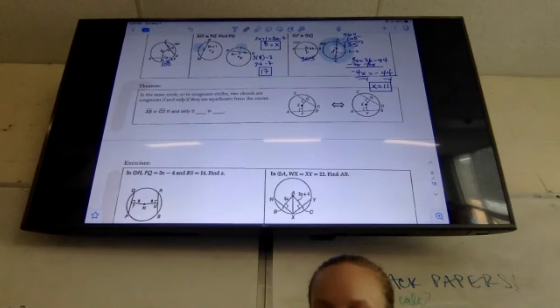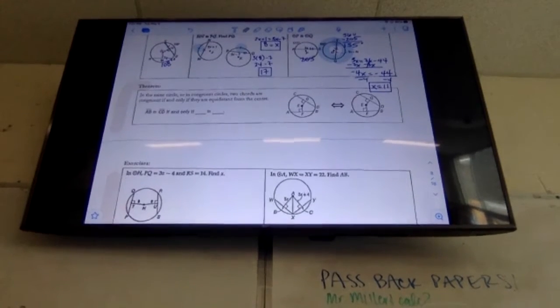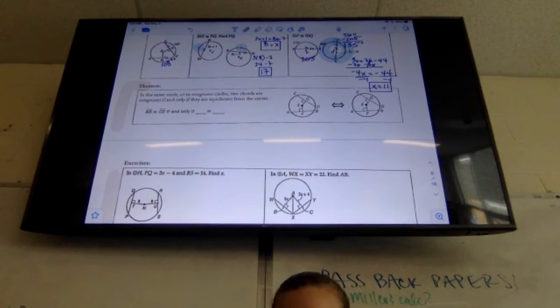All right, so we're on day 2 of our circles. We got to start at the bottom. The first of the 4 theorems we're going to learn today is at the very bottom of the last page. We didn't finish it because I didn't think we'd have time to do examples. This theorem says in a circle or in congruent circles, 2 chords are congruent if and only if they are equidistant from the center.